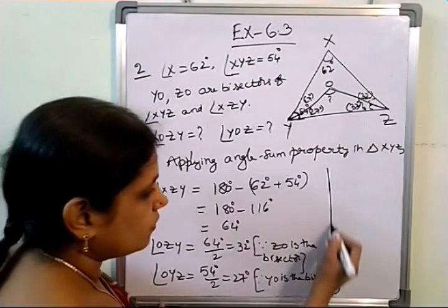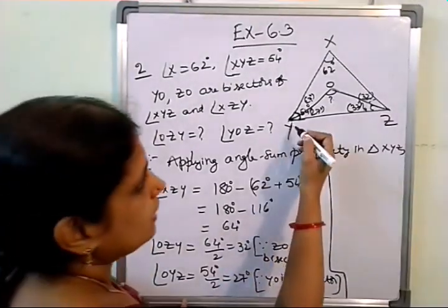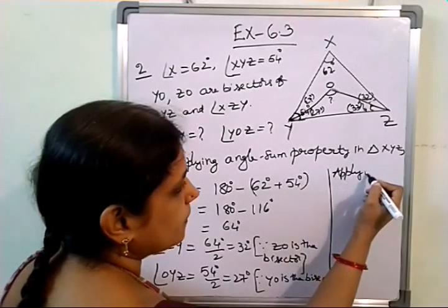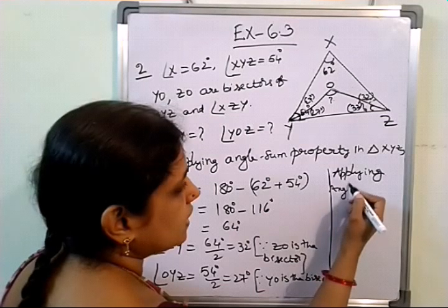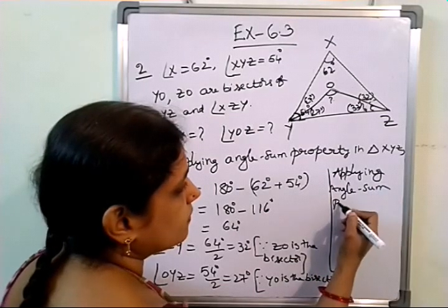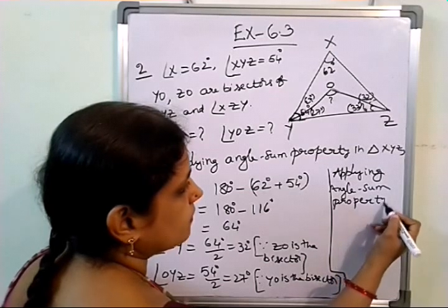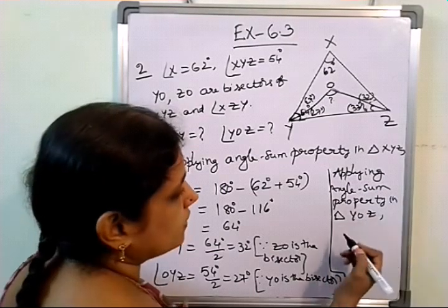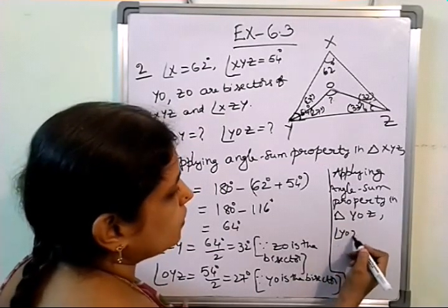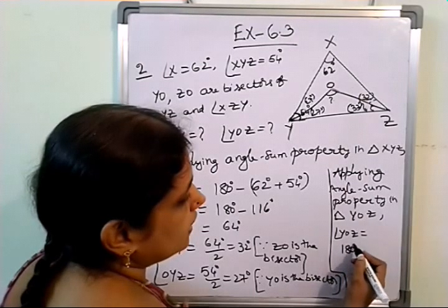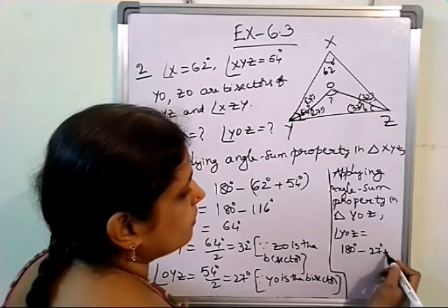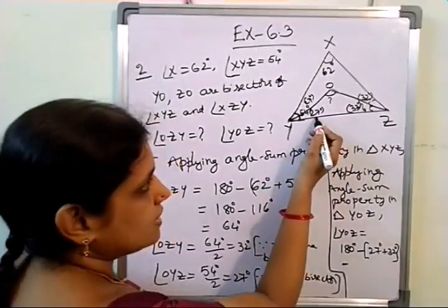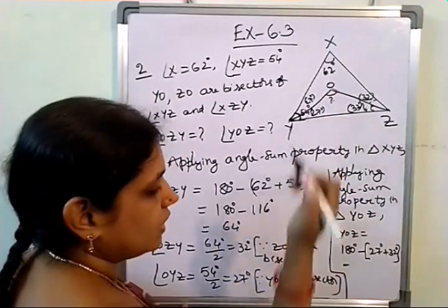Okay. Now what you have to find out? Angle YOZ. So for that, again applying angle sum property in triangle YOZ. Angle YOZ equal to 180 degrees minus (27 plus 32). So here in this small triangle, this is 27, this is 32. Here this angle we are going to find out.